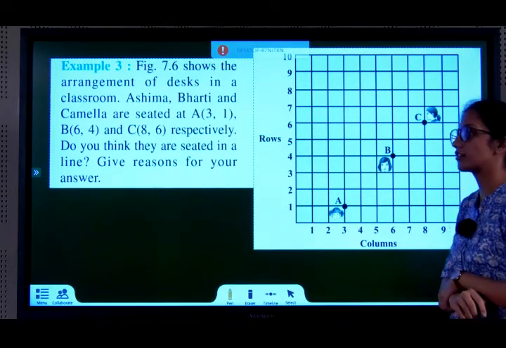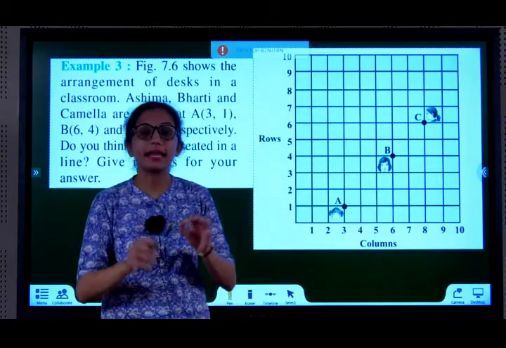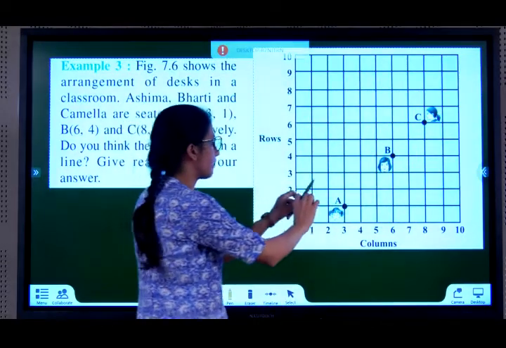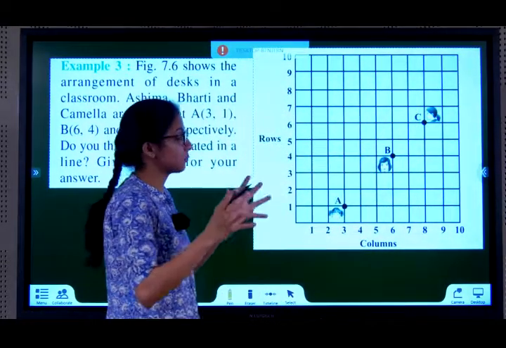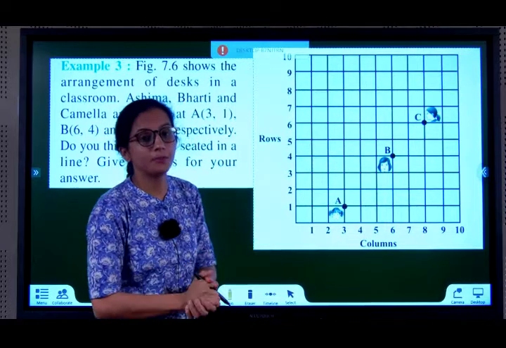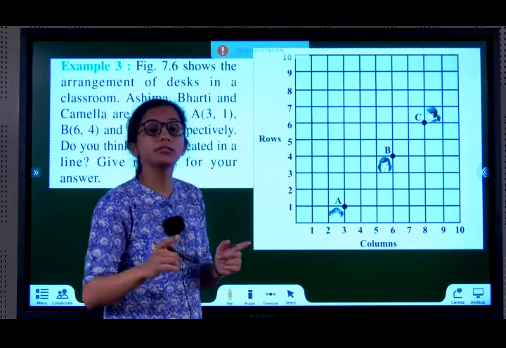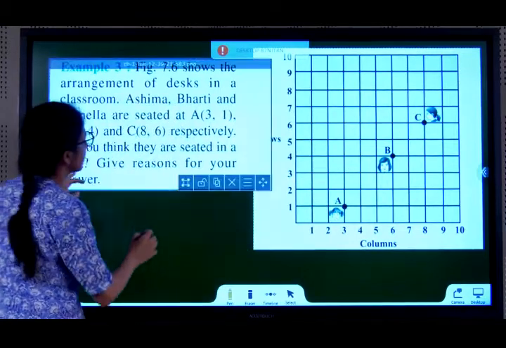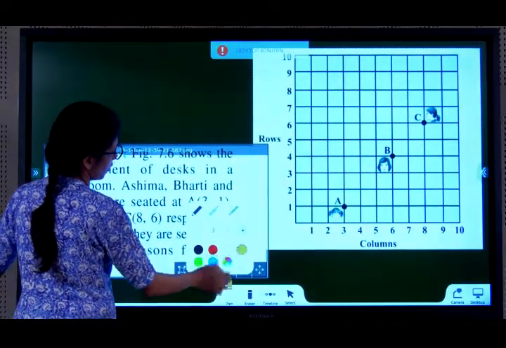Do you think they are seated in a line? Give reason for your answer. How do you recognize whether they are seated in a line? Line means all these 3 points have to be on a line. Such points are called collinear points. What is the condition for collinear points? Sum of two sides should be equal to the third side. Easy question. So redraw this graph, because in your book you can't draw this in detail.